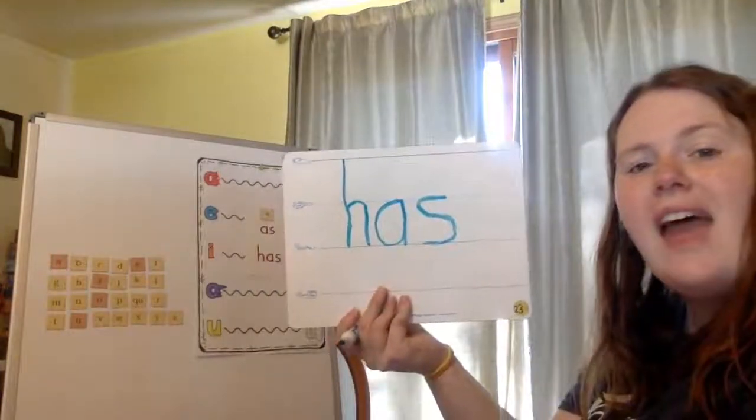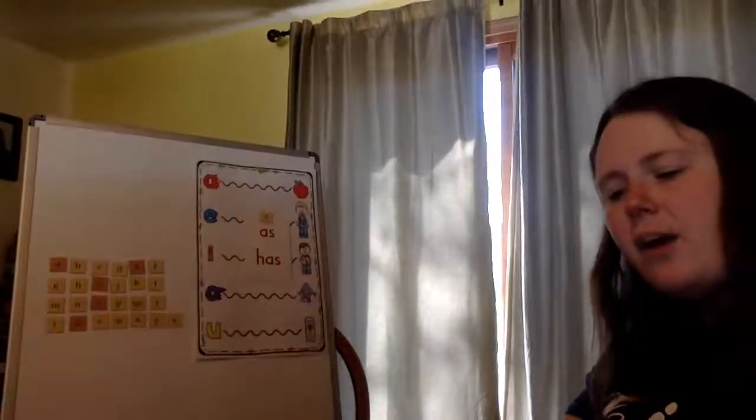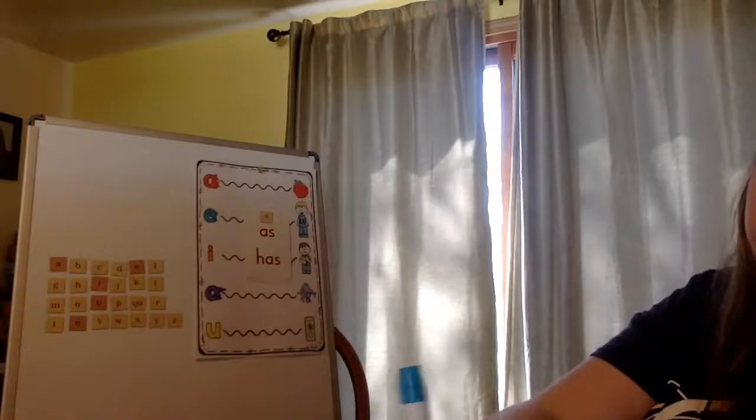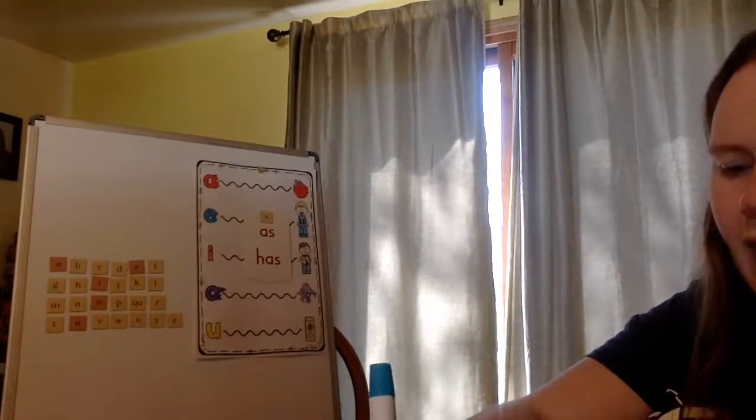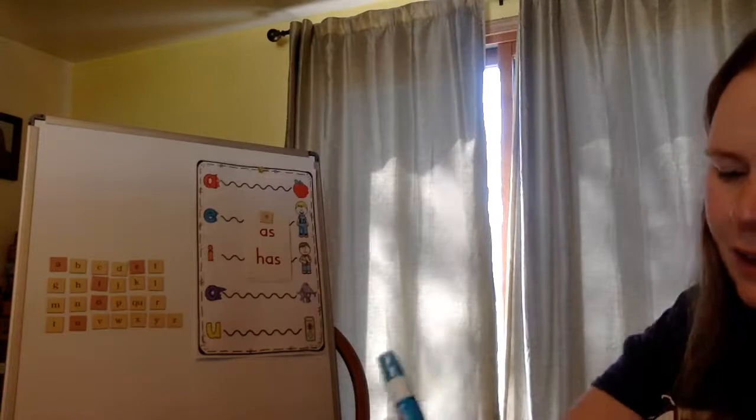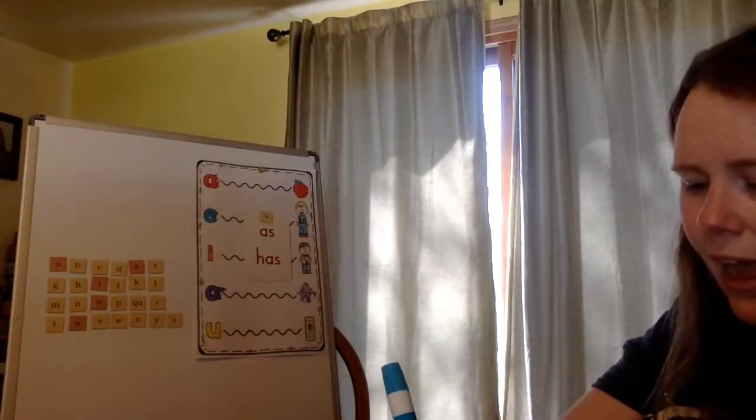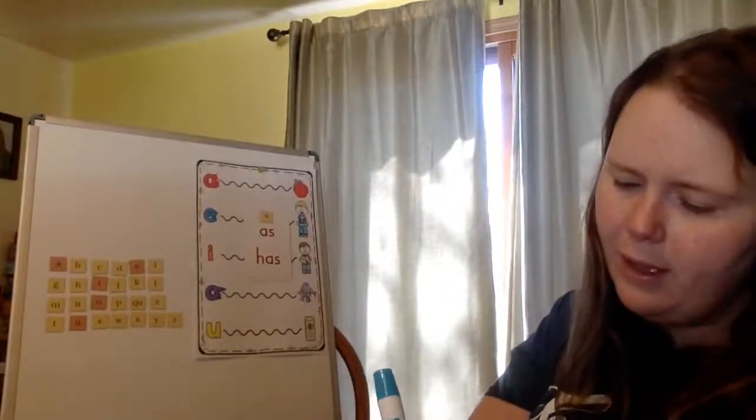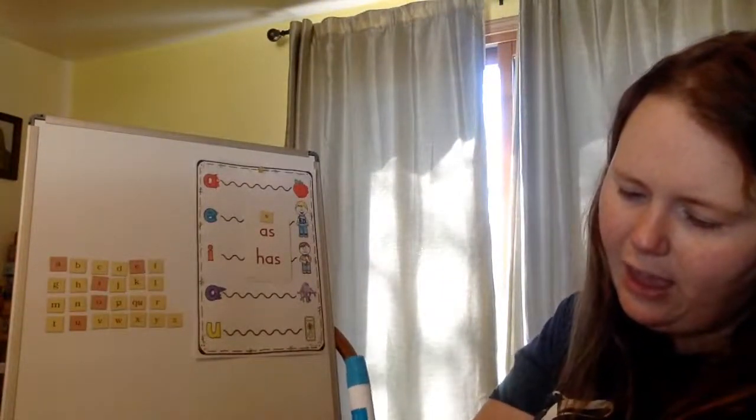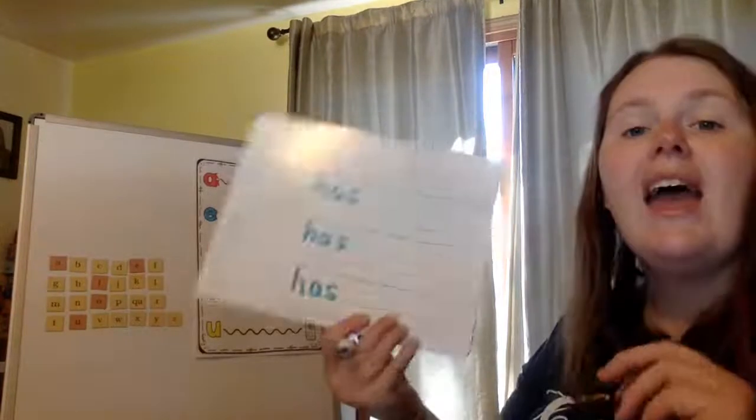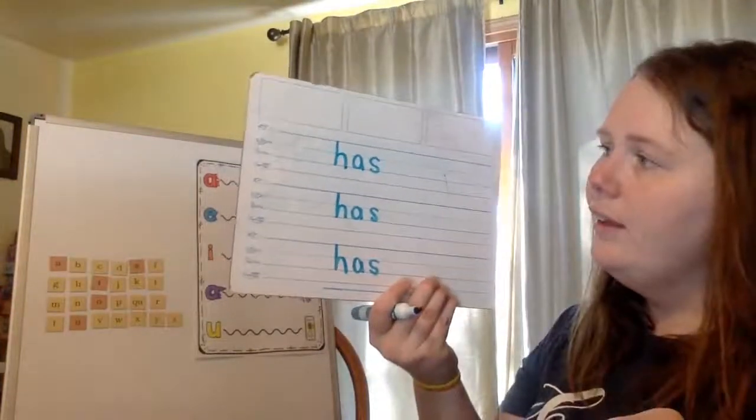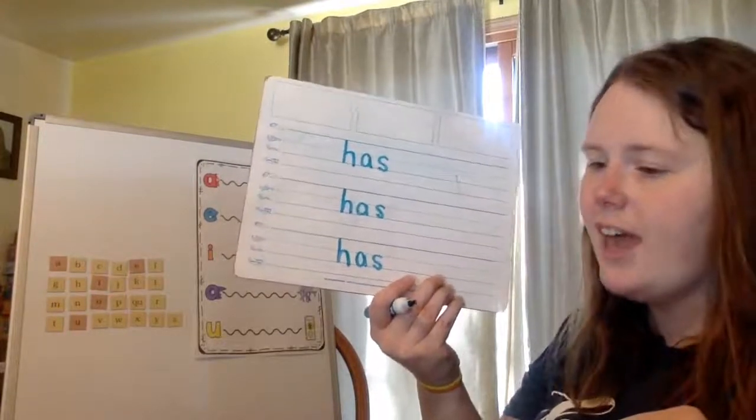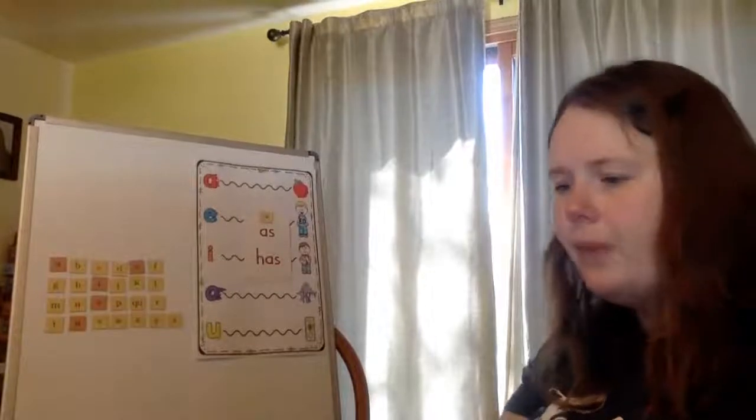H-A-S. Has. Let's practice writing that a couple of times nicely. Okay? H-A-S. Has. H-A-S. Has. One more time. H-A-S. Has. H-A-S. Has. A-S as, H-A-S has. Awesome. Okay.